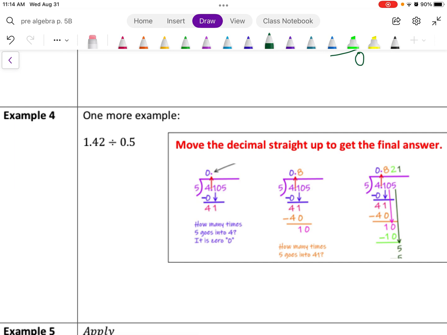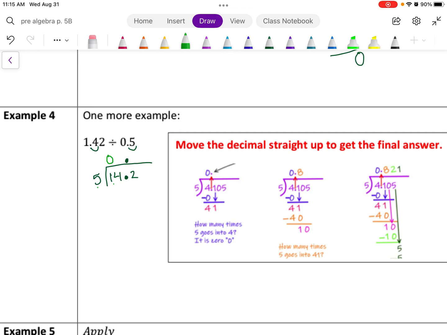So off to the side here, let's try dividing 1.42 by 0.5. So I'm going to move my decimal place over once. So this would give us 14.2 divided by 5. So now here's what we're saying. We're saying our decimal place is right here between our 4 and our 2. So we're going to bring that straight up. Okay. So now we can divide.